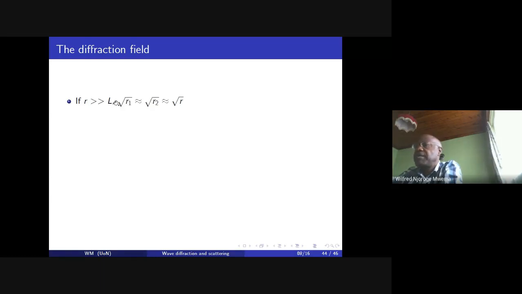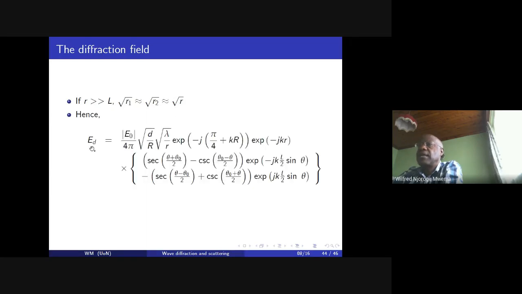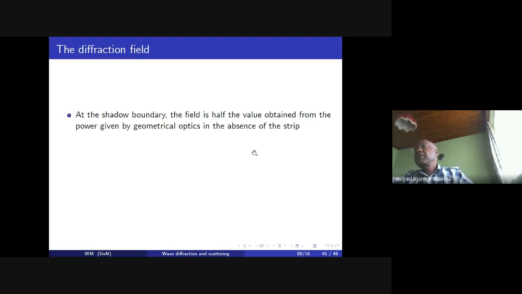Whenever R is much greater than the strip length, then the square root of R1 is approximately the square root of R2, and it is therefore approximately the square root of R. And therefore we can write the fields as shown there, where CSC is of course the cosecant. This expression will be accurate for all theta except near the shadow boundaries. At the shadow boundaries, the field will be half the value obtained from the power given by geometric optics in the absence of the strip.